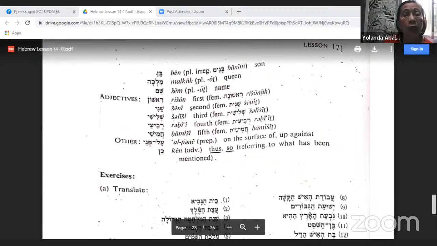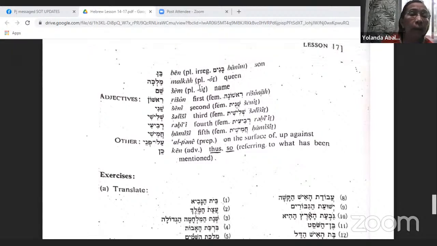Ben, irregular ng plural niya, banim, son, sons. Ben is a son. Malka is a queen. Malkot, queens. Shem is a name. Shemot, names. Rishon is the first. We say feminine ng Rishon ay Rishona. Shene is the second. The feminine is Shenit. Actually, pag nag-Rishon na siya, it is already constructed. The first of, the second of, Shenit.